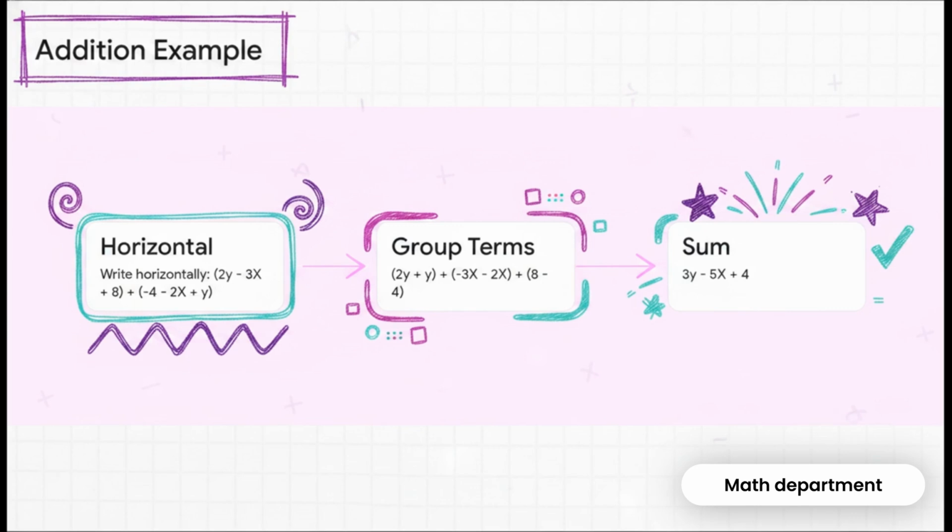Notice how we start by writing the whole expression out horizontally. Now, look at how we group them. We're putting the y variables together in one parenthesis, the x variables in another, and the constants, just the plain numbers, in a third. Now, many students make a mistake in this step by losing a negative sign. So watch really carefully how the minus 3x and minus 2x stay negative inside their specific group. When we add them all up, we get a clean 3y minus 5x plus 4.